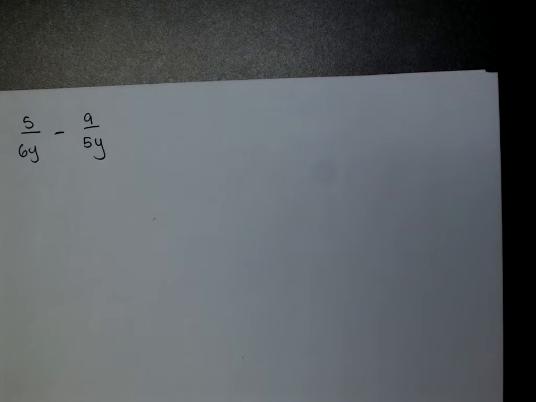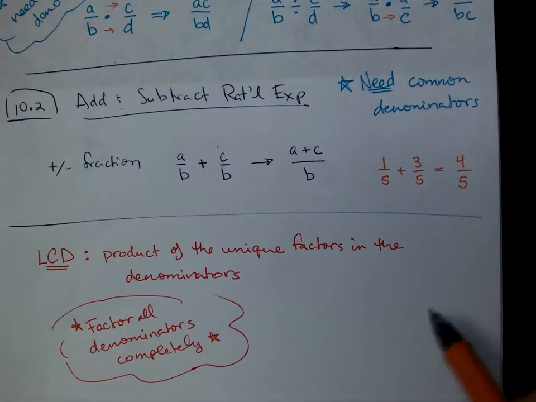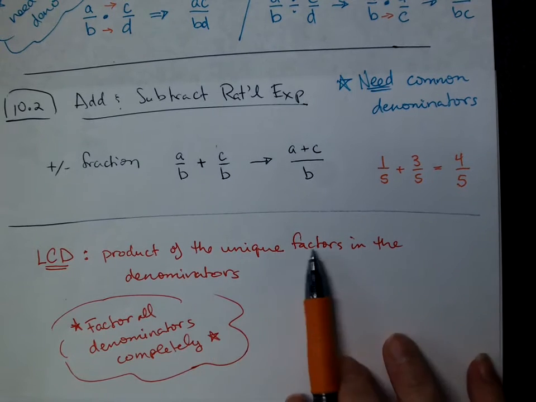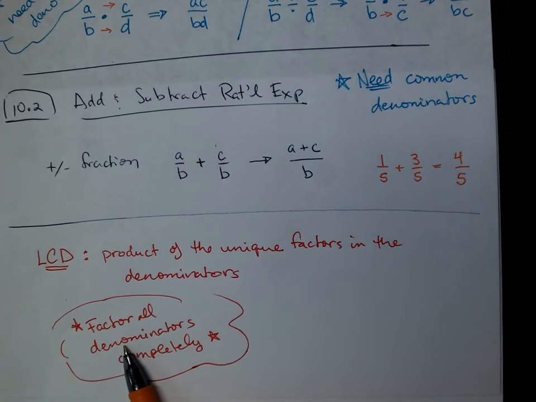Now, as a reminder, our LCD is the product of the unique factors in the denominator. We're talking about factors, so that requires factoring. Notice that you factor denominators completely. Do we bother with the numerators? No. You don't know what numbers are going to be in your numerator at the beginning because you haven't combined them yet, so don't make more work for yourself.